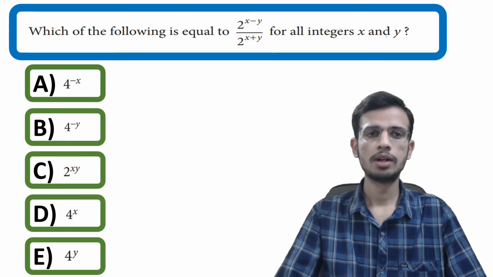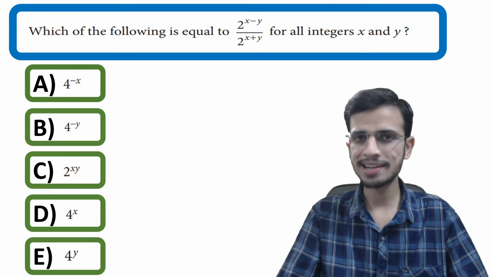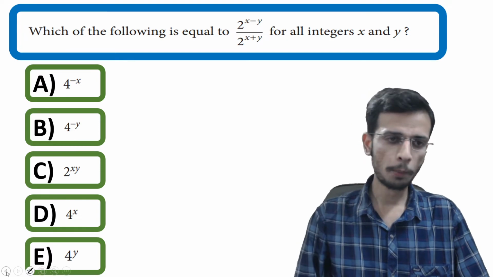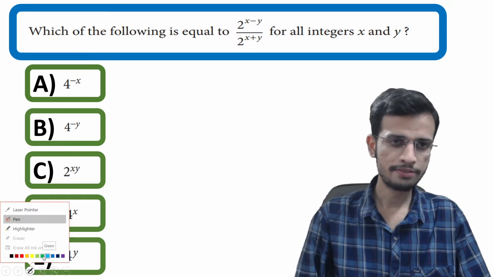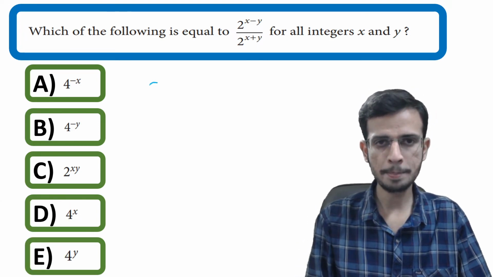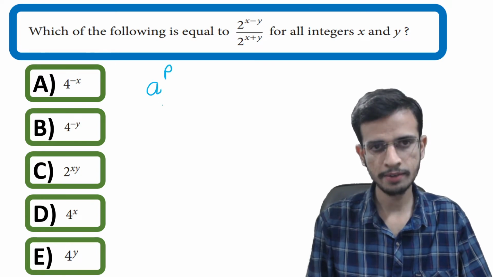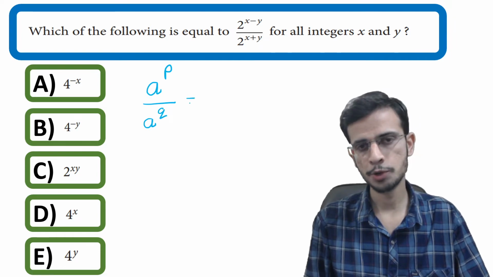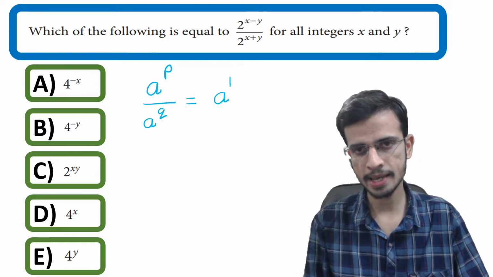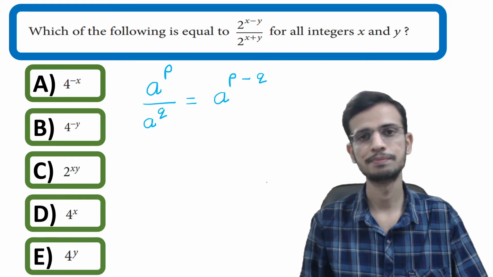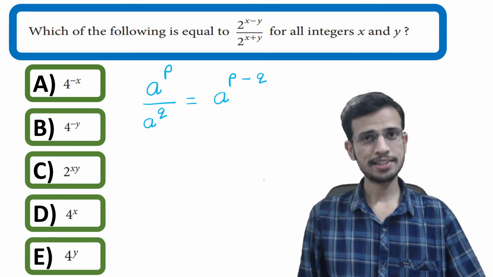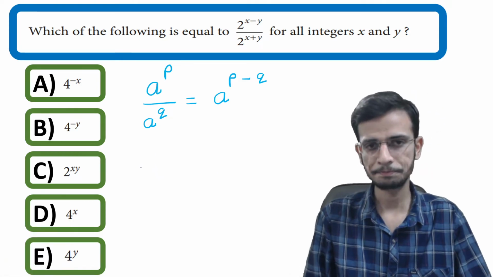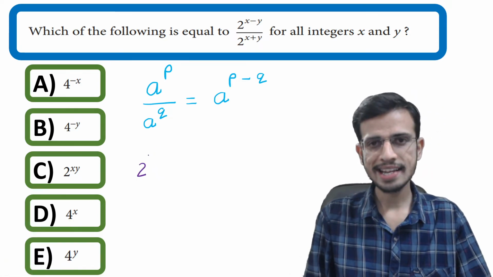Options are given to you: 4 raised to minus x, 4 raised to minus y, 2 raised to xy and so on. We can use the property: if you have a raised to p divided by a raised to q, and the base is the same, then you can use this property: a raised to p minus q. So yes, we are going to use this property to get the answer of this question. As the base is the same, be careful regarding signs.